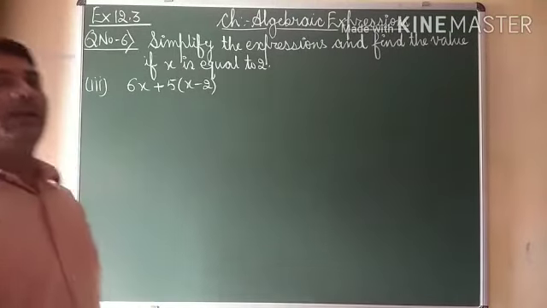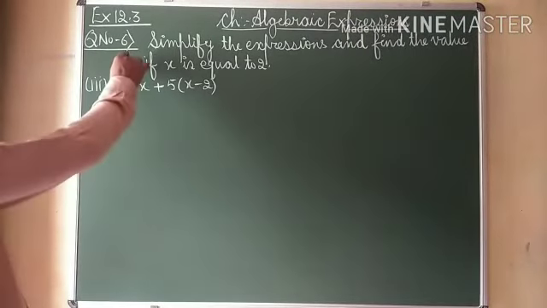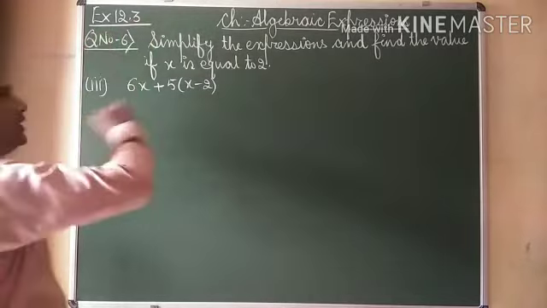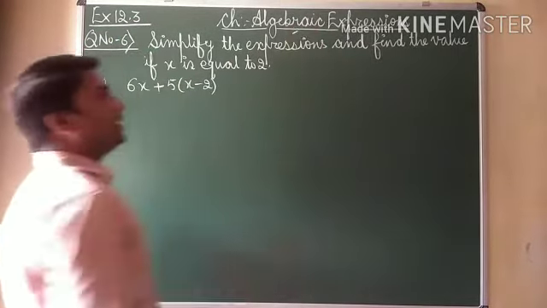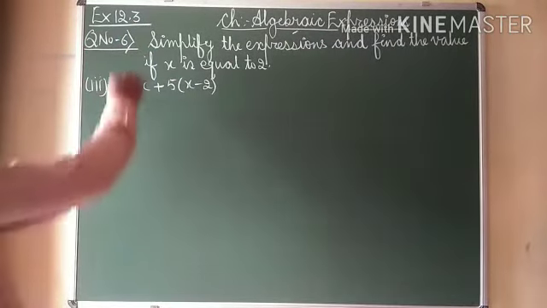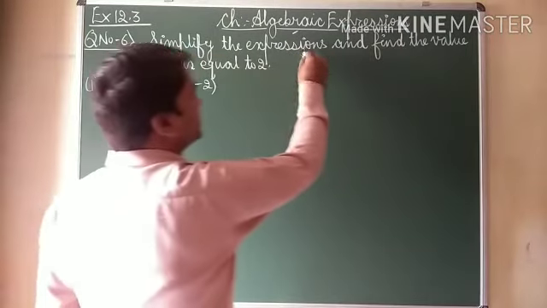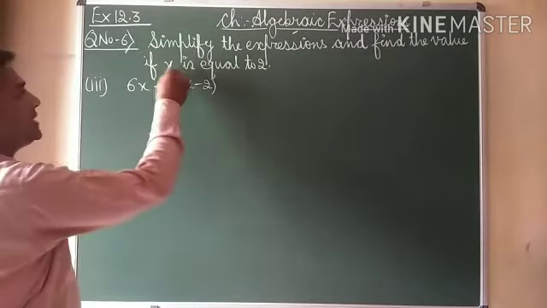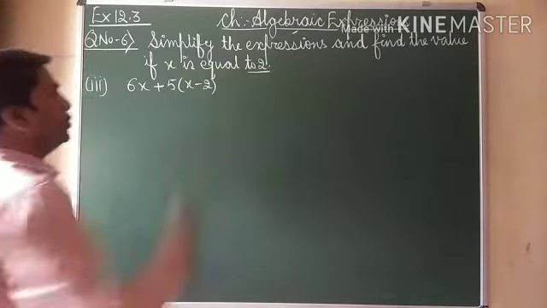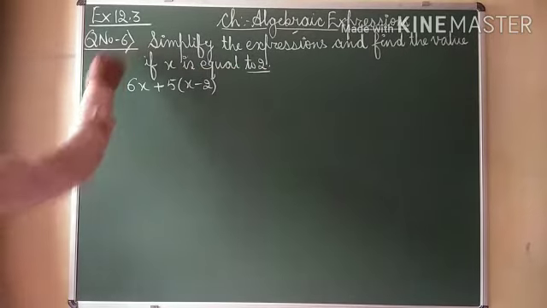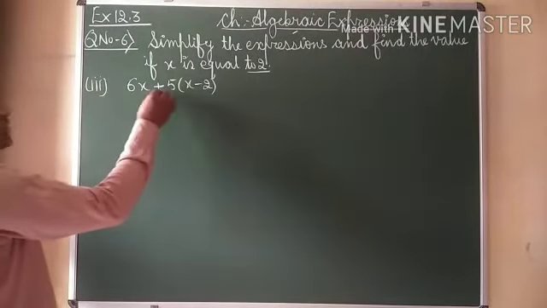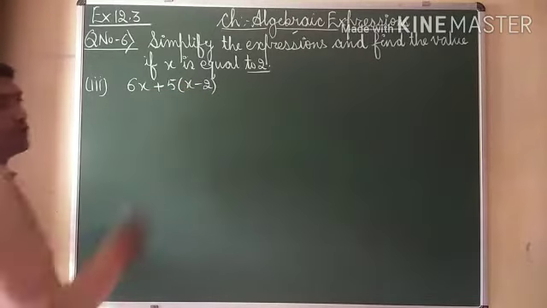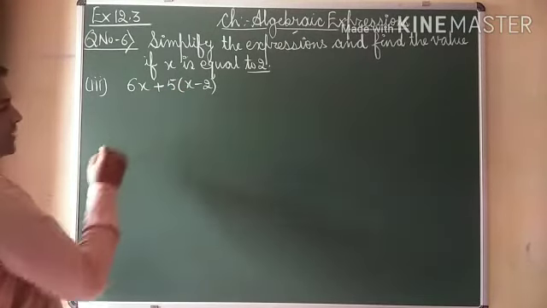Hello everyone. In this video we will start with question number 6, exercise 12.3, and the chapter is algebraic expressions. Question number 6 is: simplify the expressions and find the value at x equals 2. First we have question number 6, third part, 6x plus 5 into x minus 2. First of all, simplify this expression.